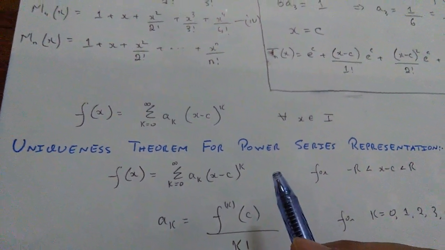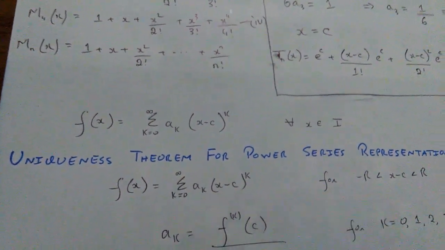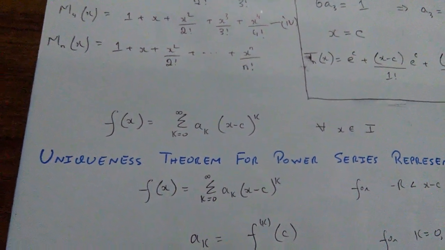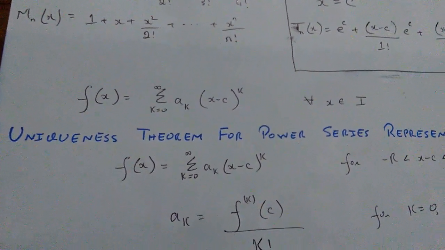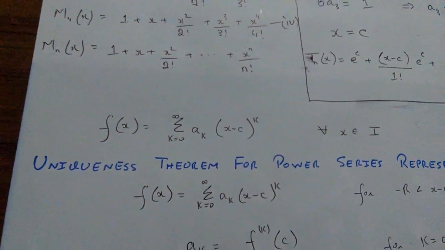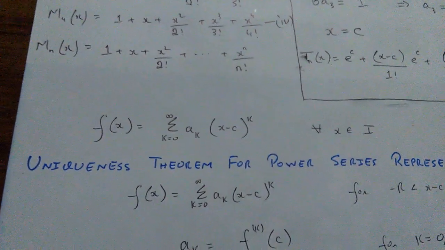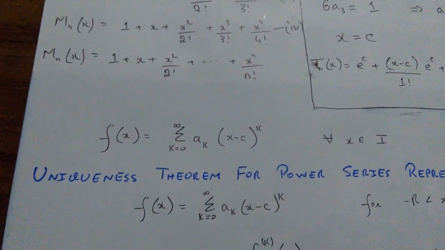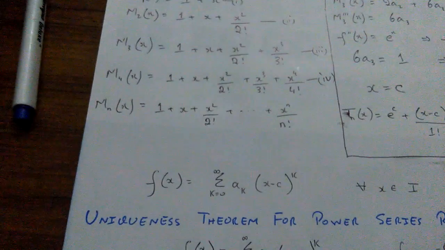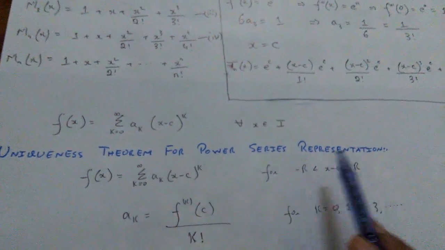And in case of uniqueness, the question is: when f can be represented by a power series, is there only one form or one kind of series, or can a function be represented by power series of more than one form? In order to understand this, we have the uniqueness theorem for power series representation.